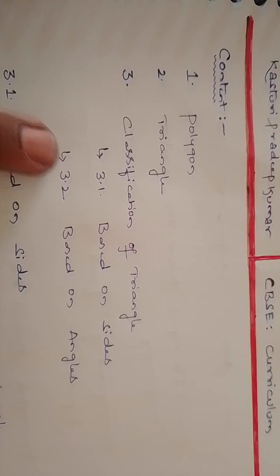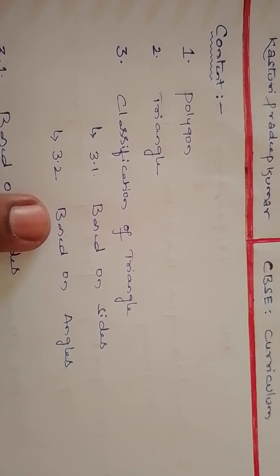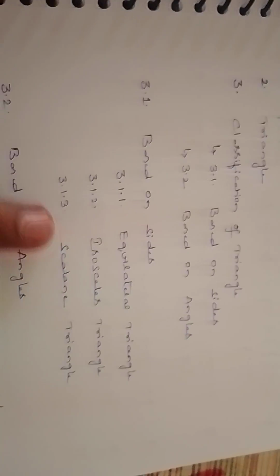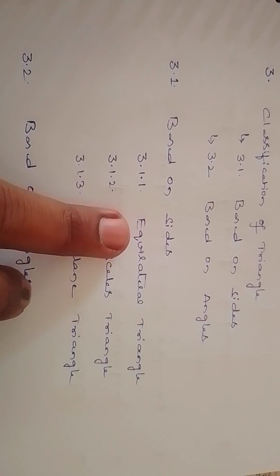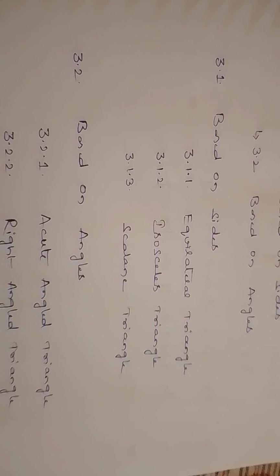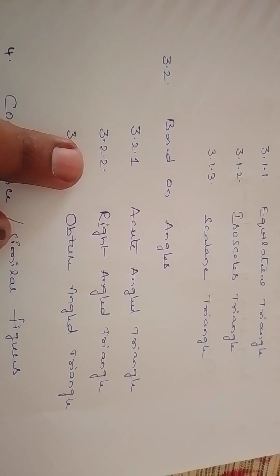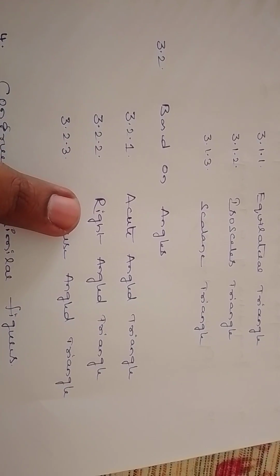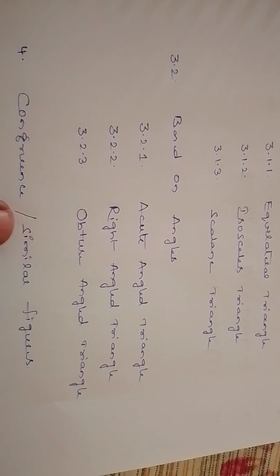Under this it is classified into two types, that is based on sides and based on angles. And again, based on sides is classified into three types, that is equilateral triangle, isosceles and scalene. And based on angles it is divided into three types, that is acute angle triangle, right angle triangle, and obtuse angle triangle.